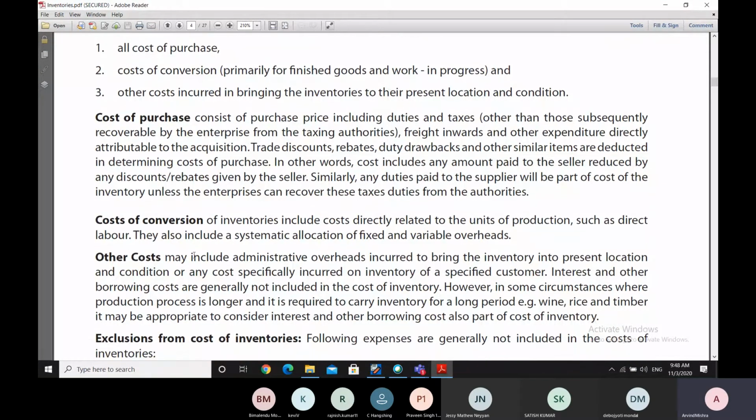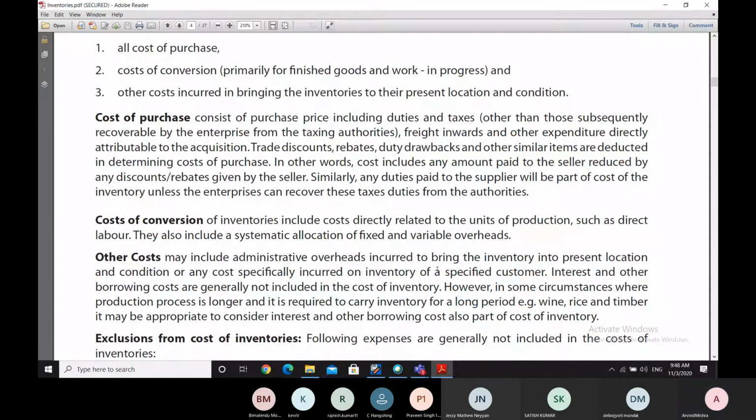The third, other costs, can include the administrative overheads which are incurred to bring the inventory. Only those overheads which are incurred to bring the inventory to its present location and condition, or any cost which is specifically incurred on the inventory of a specified customer, where some customer needs a cost to be incurred for a particular inventory.